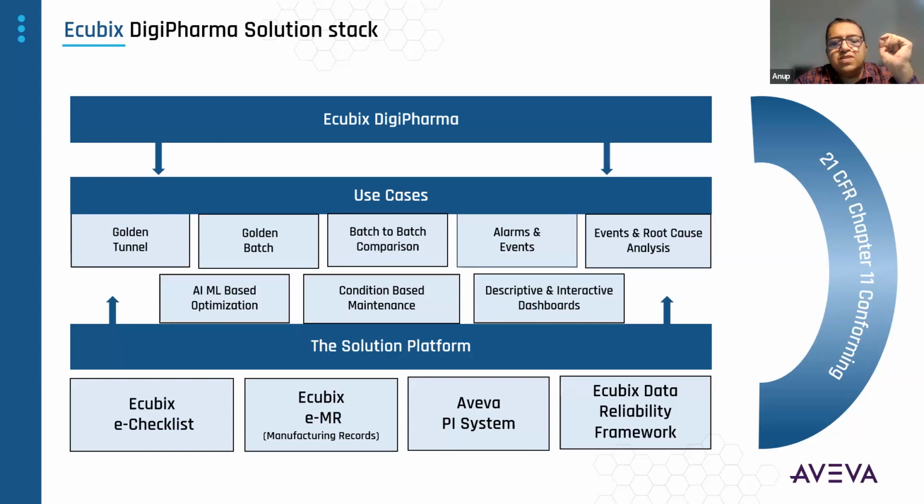Okay. So these are the four pillars on which our platform works. And what it gives out is use cases. There are thousands of use cases. I'm just putting around 6, 7, 8 of them. So one is this golden tunnel, golden batch. This is all about TQM, total quality management, batch to batch comparison. We'll give you 100 millions of batches. You can have multiple batch comparison in a single graph.